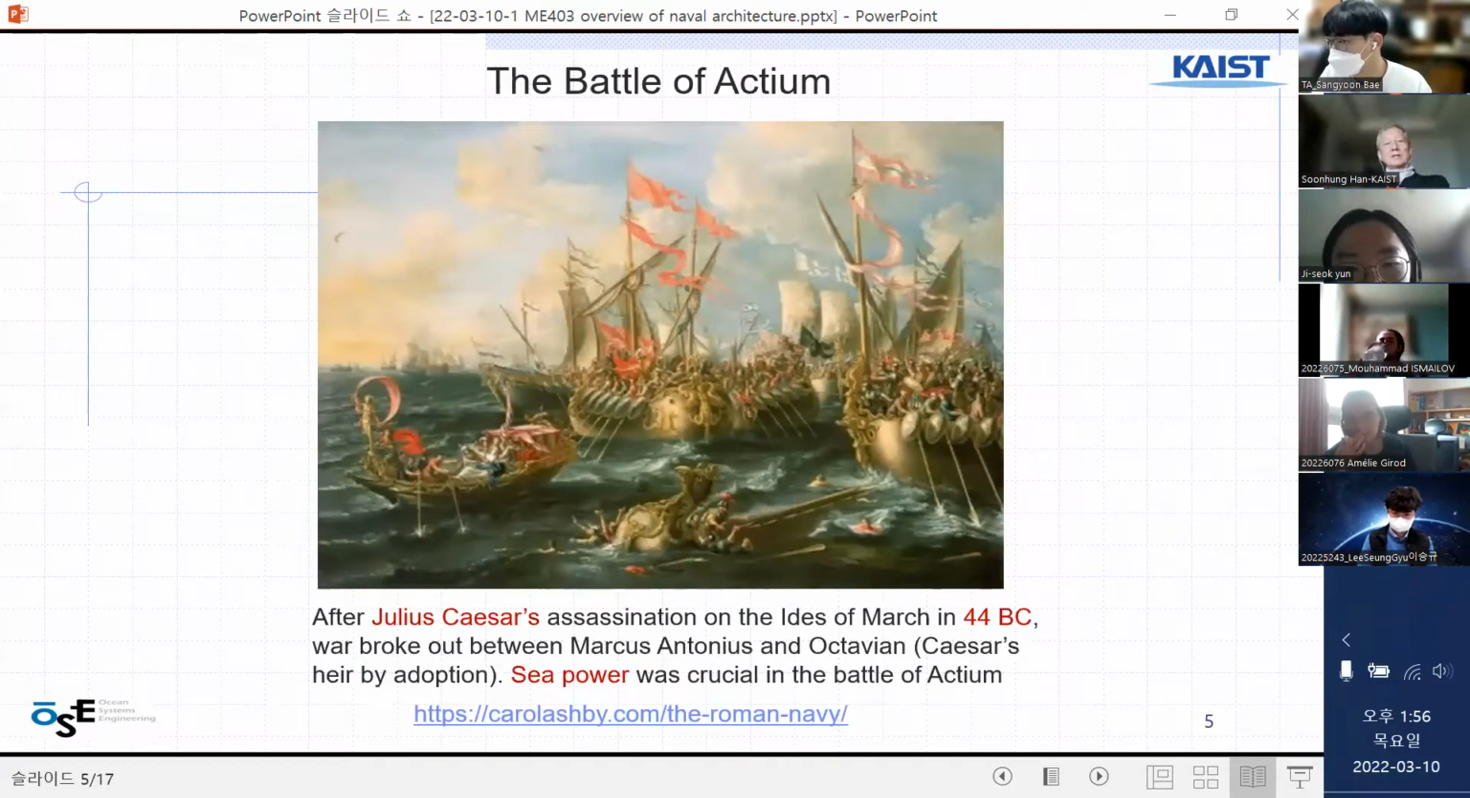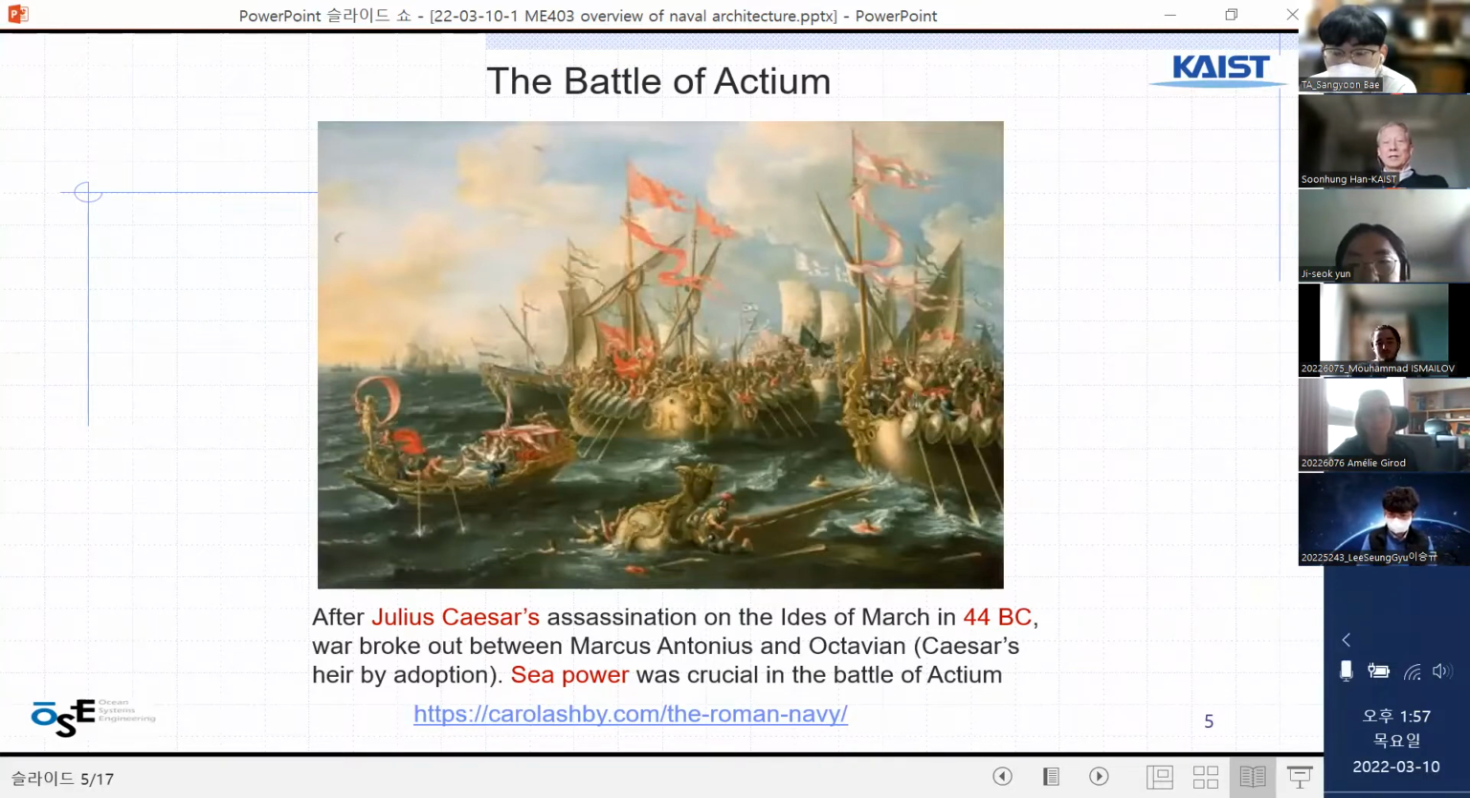So this is a picture coming from the Battle of Actium. And under the picture, you see that after Julius Caesar's assassination in March in BC 44, this is before Jesus Christ was born. So there was a war between Marcus Antonius and Octavian. And probably this battle was in the middle Mediterranean near Egypt.